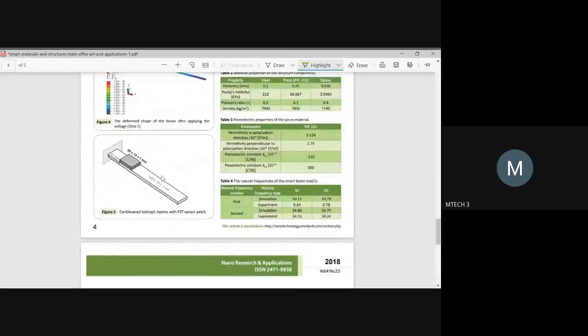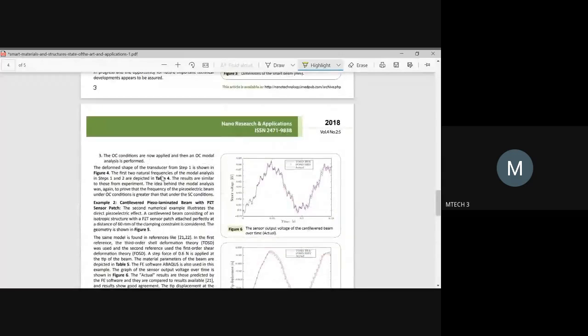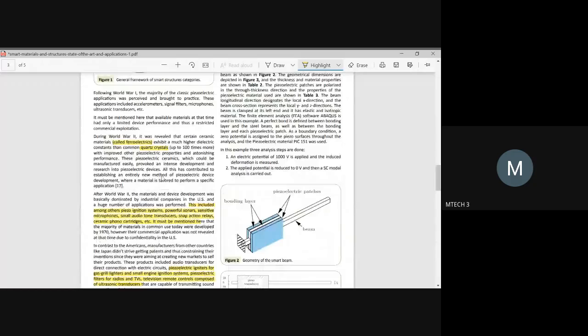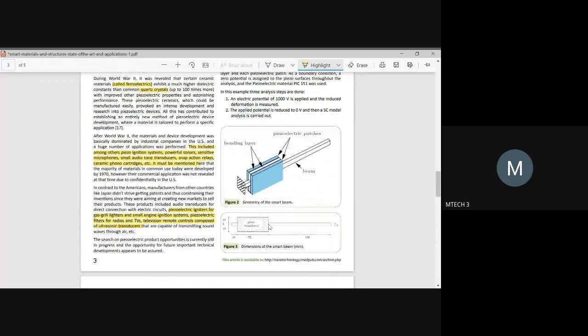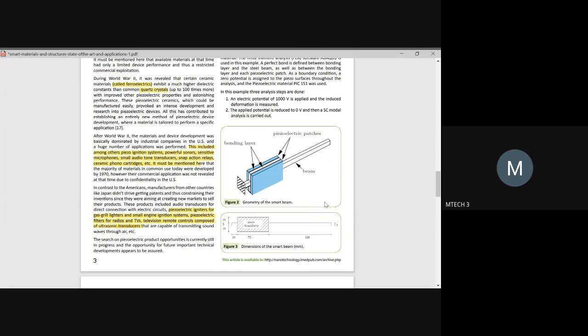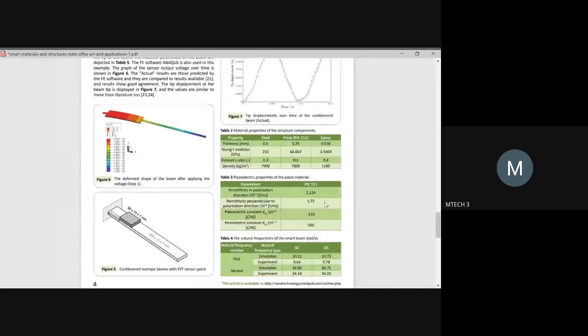And sometimes you can have a tip mass also at the end of the cantilever beam. I don't think they have given it in the paper. Tip mass means, this is the cantilever, right? In the schematic diagram, you can have a tip mass here at the end. So when you have a tip mass, the mode frequency and the displacement value you get, everything will change. So based on the requirement, you can think about whether you need a tip mass or you don't need a tip mass.